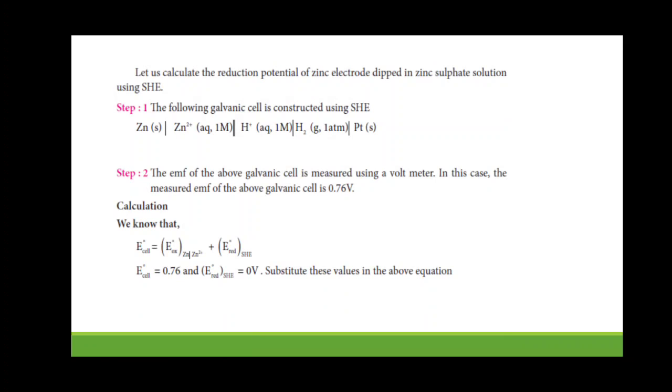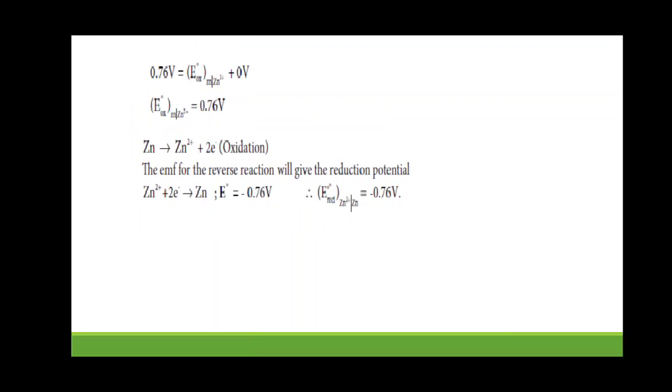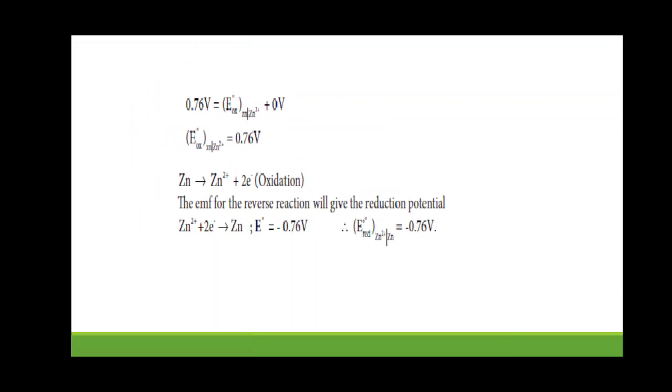Then we know the formula: EMF cell equals oxidation plus reduction. Oxidation is the zinc strip dipped in zinc sulfate solution, reduction is the standard hydrogen electrode. The actual value is 0.76, and the reduction value is 0. So after substituting, we get it. The oxidation compartment, the anode compartment, gives 0.76 volt, for zinc.